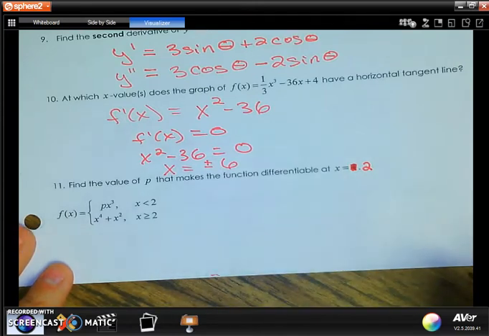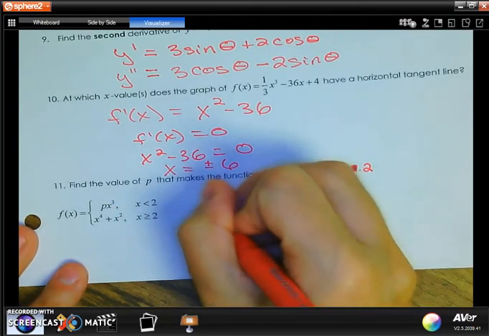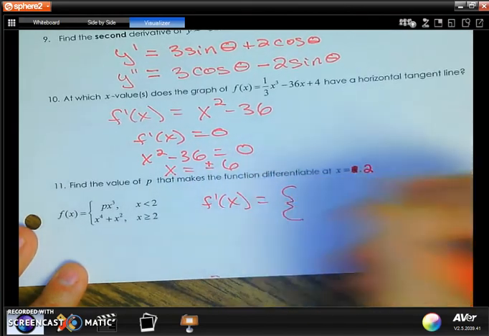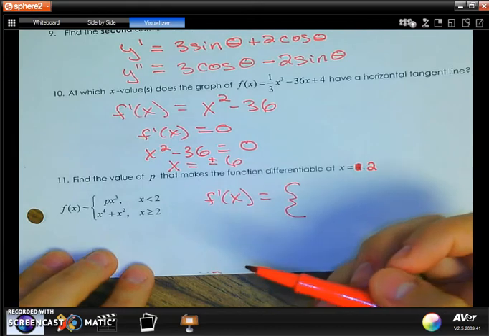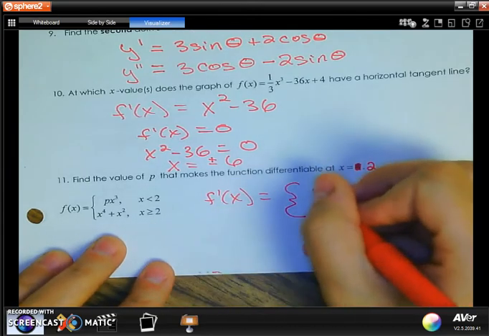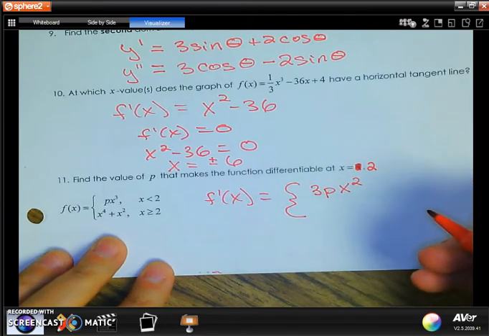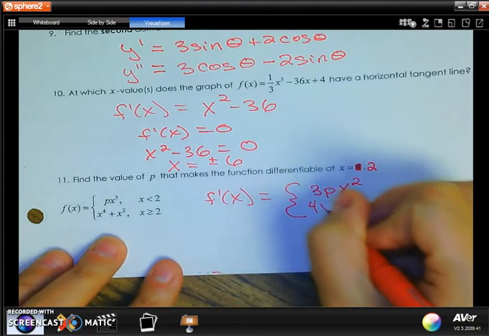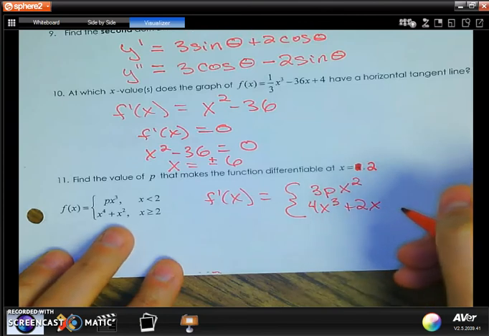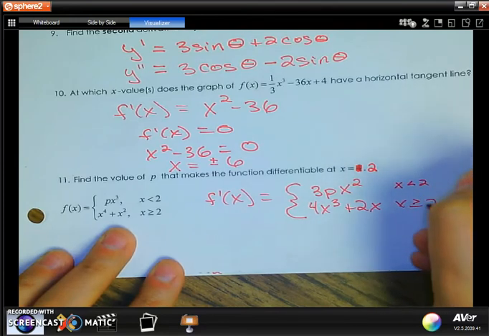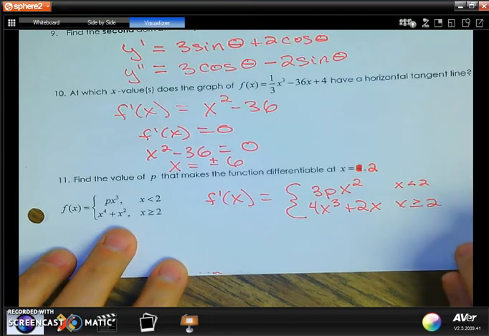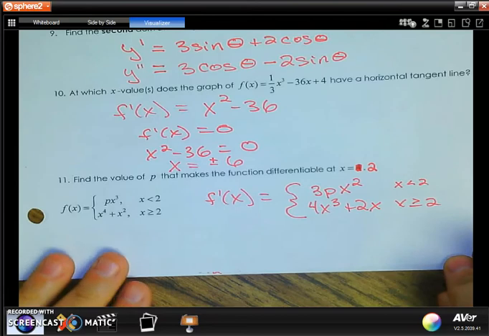Okay, so very similar to when we're finding continuity, you can figure out where a function is differentiable. So we need to take the derivative of each part of this, okay? So I'm going to say f prime equals, and then I just kind of keep it in that same notation, keeps things straight. So I take the derivative here, keeping in mind that p is just, you're going to treat it just like a constant, right? So you would just say it's 3px squared, okay? And then the derivative of this piece over here is going to be 4x cubed plus 2x. And again, these restrictions are the same over here, right? This is for when x is less than 2, and this is for when x is greater than or equal to 2.